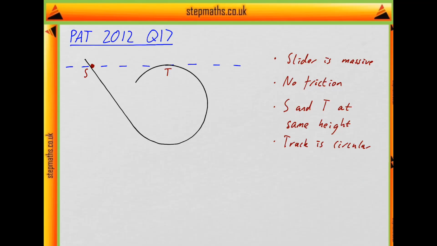This is question 17 from the 2012 PAT, and in this question we have a slider moving along a track. We're told the slider has mass, there's no friction with the track, the starting point S and the point T at the top of the curve are at the same height as shown by this line, and also this part of the track is circular. So some of these facts might be more relevant than others, but we'll have to see which are which as we go through. And what are we actually asked?